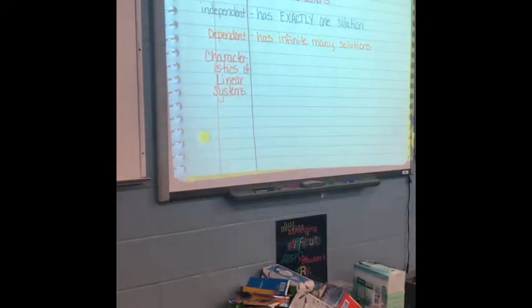So just to point out, is independent consistent? Are independent graphs consistent? Yes. Are consistent independent? What would you say? Sometimes, always, or never? Sometimes. All right. So are dependent consistent?